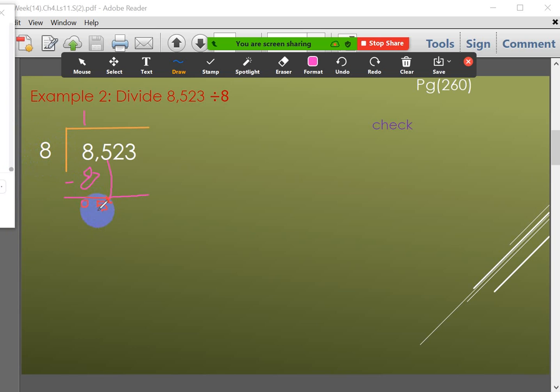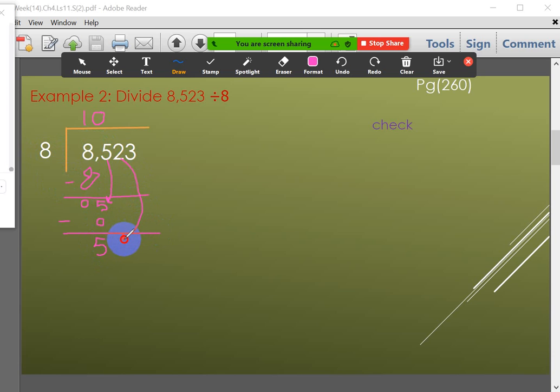So the number of 8s in 5 is 0. So I will put 0 where? In the hundreds, above the hundreds. So 0 times 8 equals 0. Then I will subtract. 5 minus 0 equals 5. So this is the answer for dividing the hundreds digit by 8. What do I have to do? I will take what? The tens.